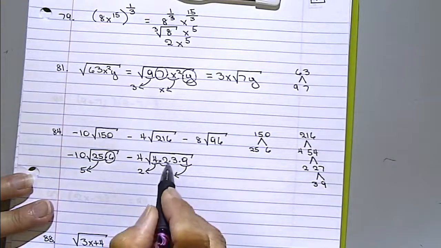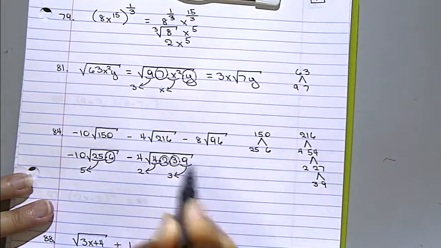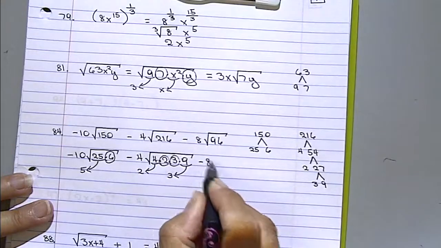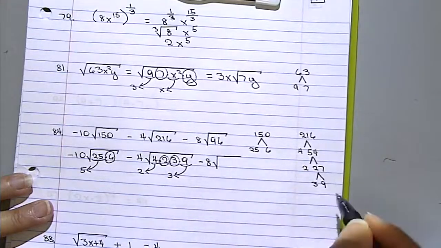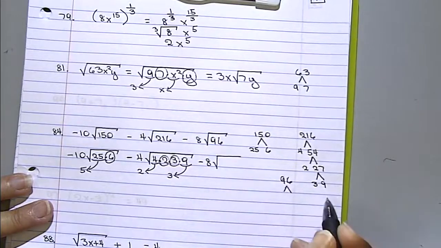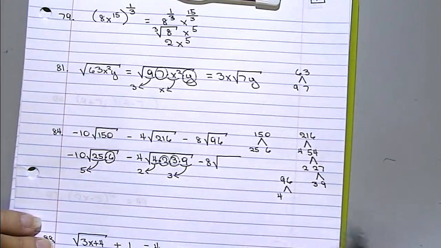What's left? Circle it. 2 times 3, right? Okay, so we'll get that later. And then we have to do the same thing with this one. Okay, 96, still don't see any perfect squares. Okay, I don't know. I'm going to try 4. And when I do that, it goes 24, right?